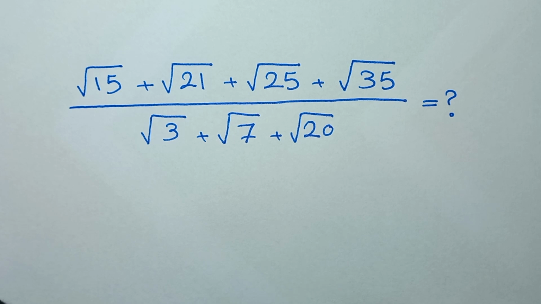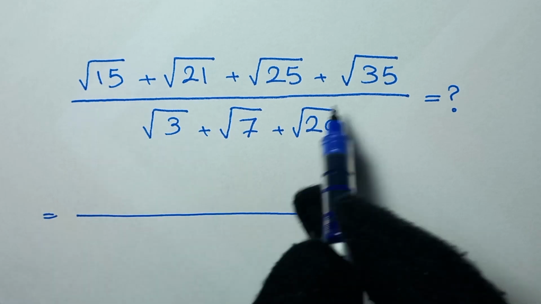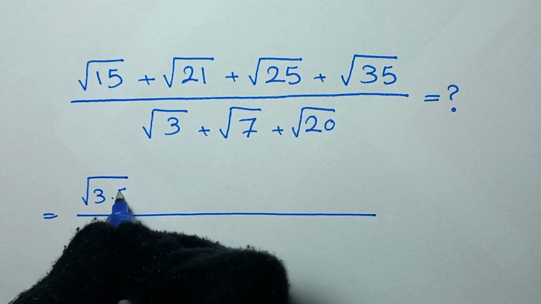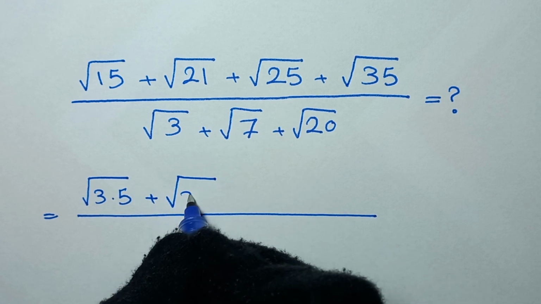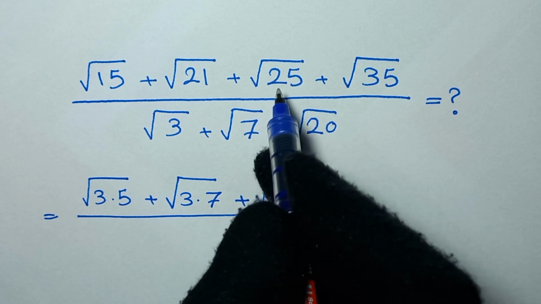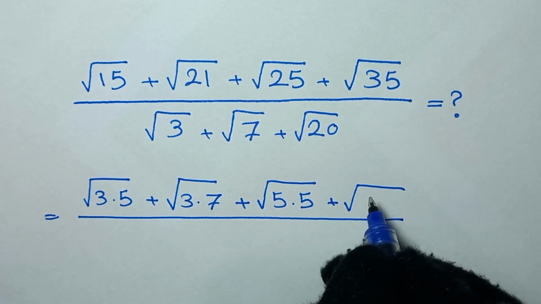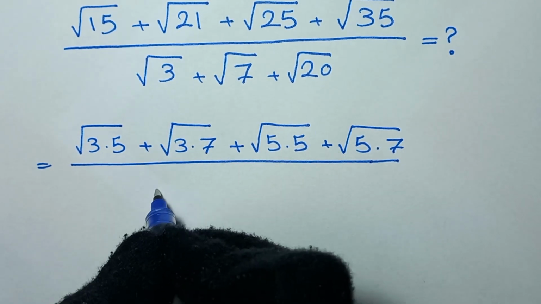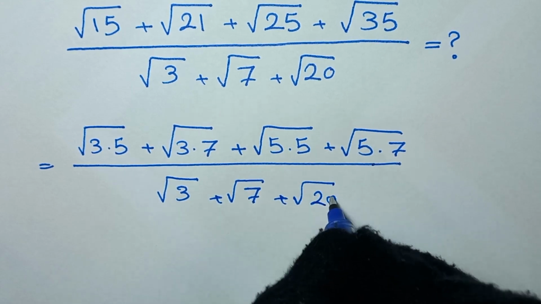In the first step, we write in here this numerator, square root of 15, we can write as square root of 3 times 5, right? And this square root of 21, we can write as square root of 3 times 7. And in here, we can write 25 as 5 times 5. And square root of 35, we can write as 5 times 7. And for the denominator, we have square root of 3 plus square root of 7 plus square root of 20.